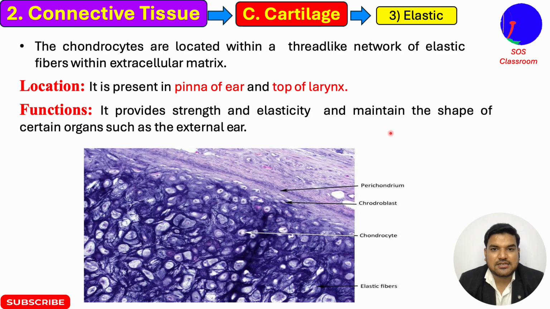Last is the elastic cartilage. Elastic cartilage is located within a thread-like network of elastic fibers within the extracellular matrix. You can see this is the perichondrium, these are chondrocytes, and these are elastic fibers. Where is it present? It is present in the pinna of the ear and the top of the larynx. Pinna of the ear means the auricle. Its function is to provide strength and elasticity and maintain the shape and size of the external ear.